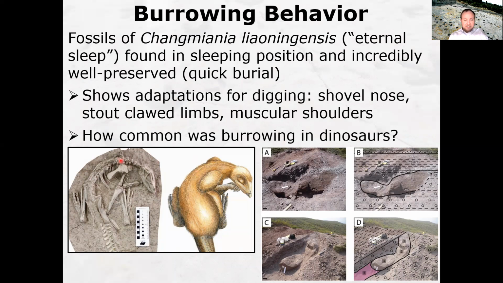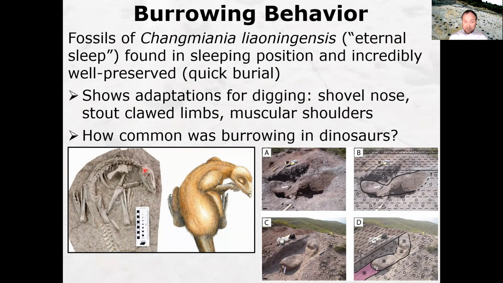But this is a fossil that was found of Chengmiana leonengensis. Probably butchered that, but it translates roughly to eternal sleep. It was found in what looks like a sleeping position. If you think about a dog or a cat, this is a very common sleeping position. It's also incredibly well preserved. The entire skeleton is here, all still fully articulated. It looks like it was very quickly buried in this sleeping position, and it looks like it was in a burrow, protected, when it died.